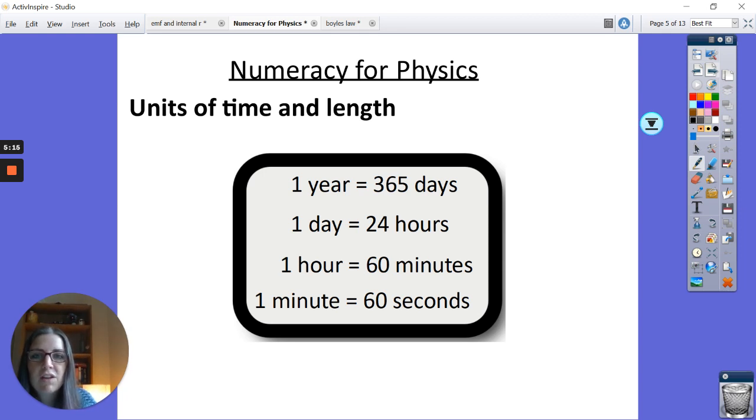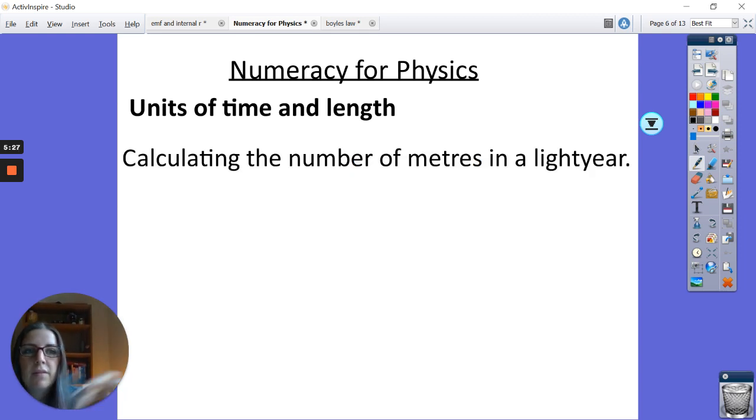So if we're going to need to change a time into seconds, we need to know that a minute is 60 seconds. There's 60 minutes in an hour, 24 hours in a day, and 365 days in a year. You will need to use that if you want to calculate the number of metres in a light year. So again, don't worry if you've not come across this yet. I just want to get into the numeracy of it just now. But a light year is the distance light travels in a year.